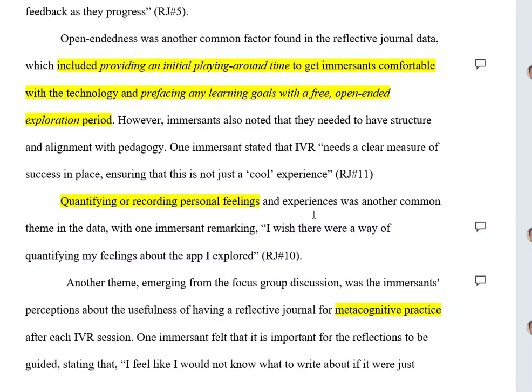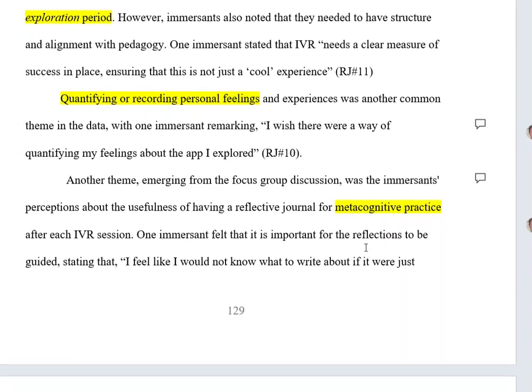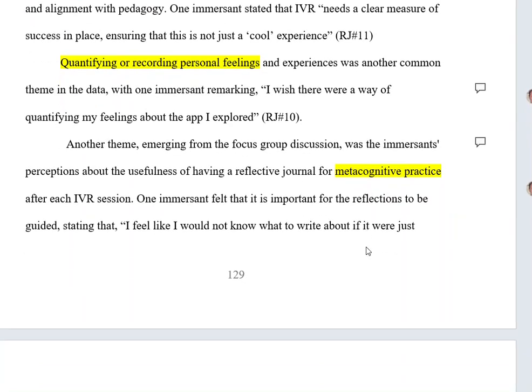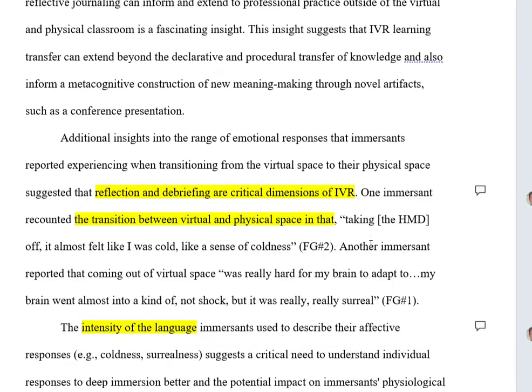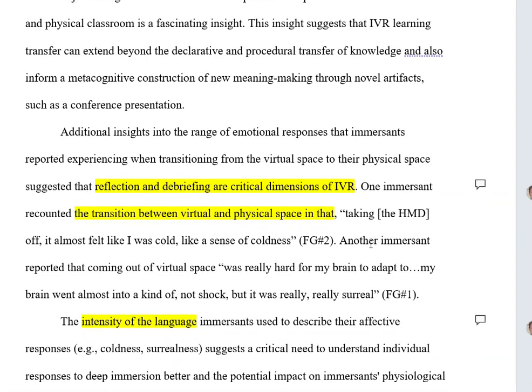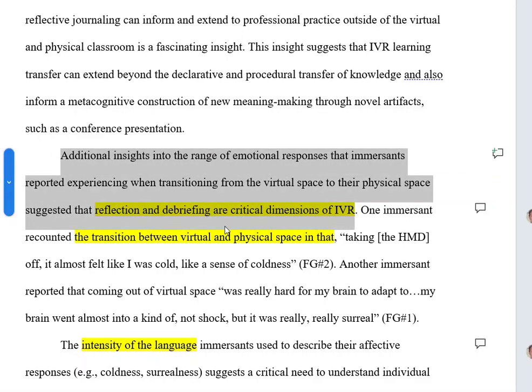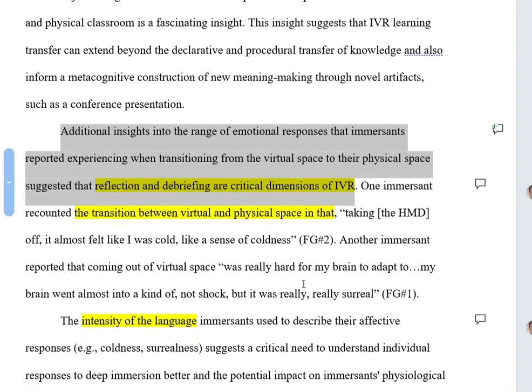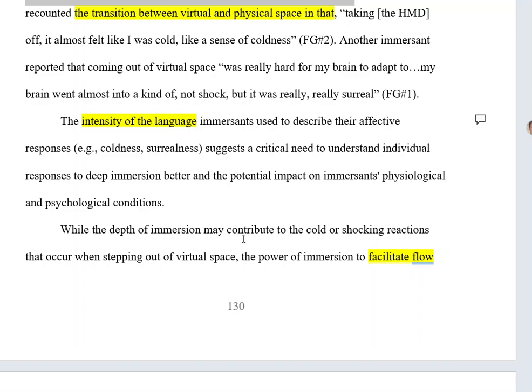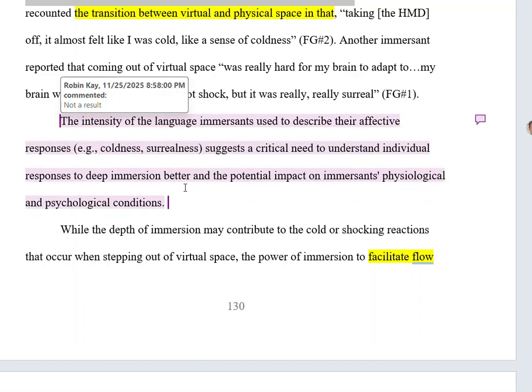This one's talking about personal feelings. This one's talking about metacognitive practice. That paragraph, it's a good paragraph, by the way. This one is also talking about reflection, which I'm not sure that's what you want to say, because it looks like you're talking about the transition between virtual and physical spaces. Then you make a point about the intensity of language, but, oh, I see. Yeah, this is actually a comment. It's not a result.